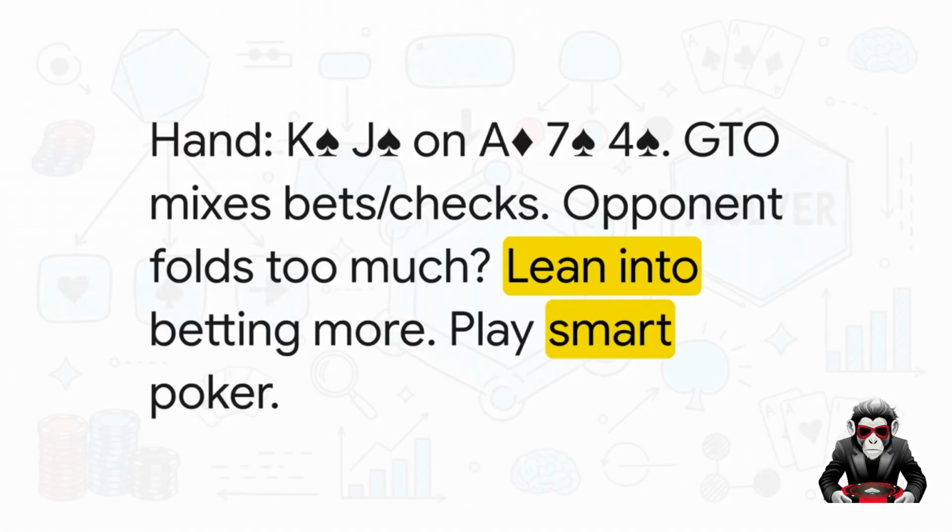Here's a perfect example. You've got King-Jack of spades on an ace-high flop, plus you've got the flush draw. Now, the solver might say to mix it up, bet sometimes, check sometimes. But if you're up against a player who you know is a total scaredy cat on ace-high boards, well then you can just lean into betting way more often. That's not GTO, my friend. That's just smart, profitable poker.